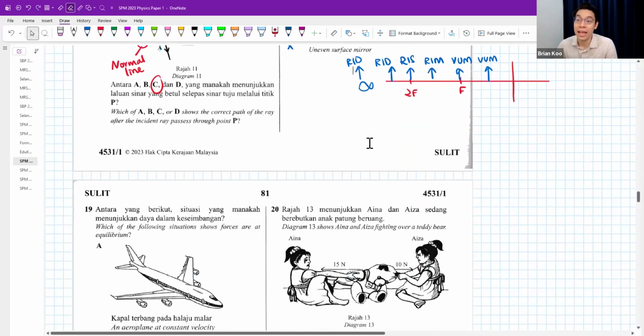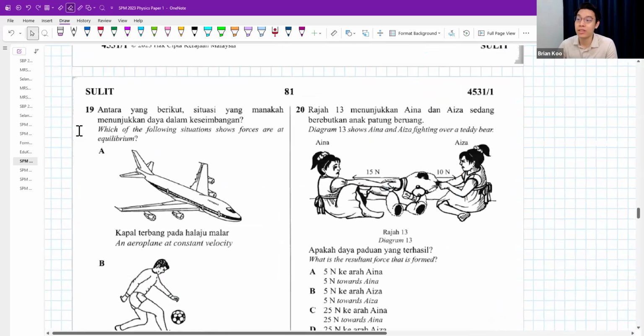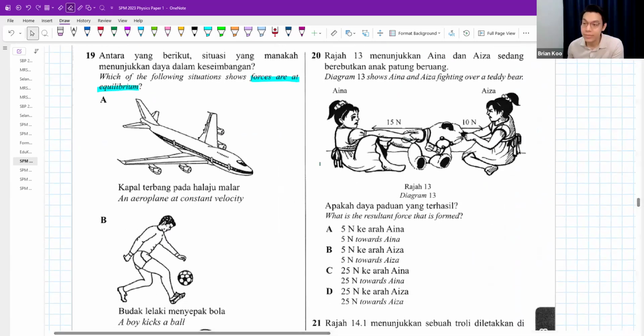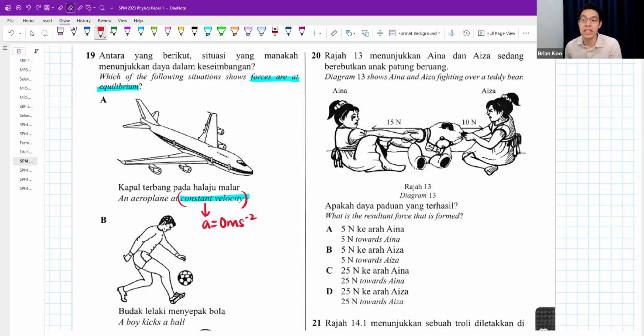Okay, number 19. Which of the following situations shows forces are at equilibrium? Aeroplane at constant velocity looks like the answer, because constant velocity, same speed, means acceleration is 0. When acceleration is 0, you sub into F equals ma. A is 0, resultant force is 0. Resultant force 0 meaning equilibrium.